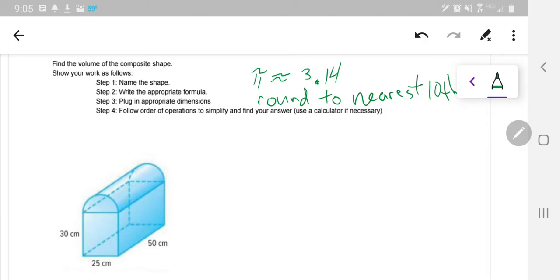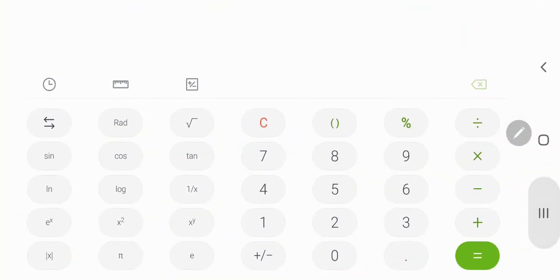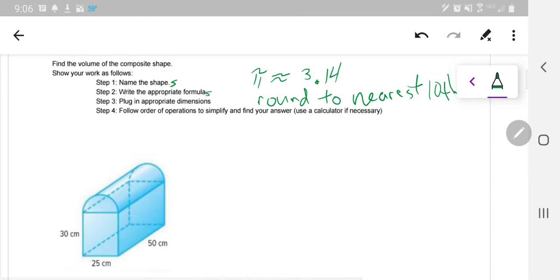All right, so we'll round to the nearest tenth, and we'll use 3.14 for pi. First problem, this is the example problem. This will help you so you know how to do the other 4 problems. Okay, let's get started. First, we're going to do step 1, name the shape. Now, in this case, it's shapes. We're going to break it up into 2 shapes, write the appropriate formulas for those 2 shapes, plug in the appropriate dimensions, and follow order of operations to simplify and find your answer. And I have my calculator ready to roll for when I need that.